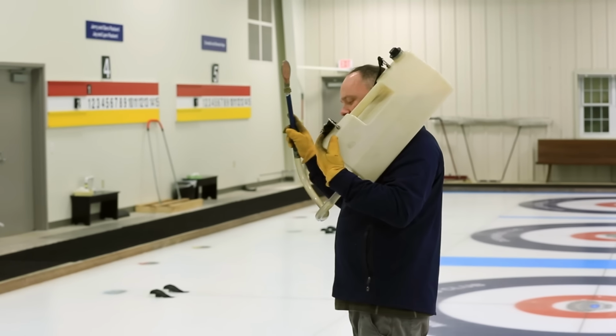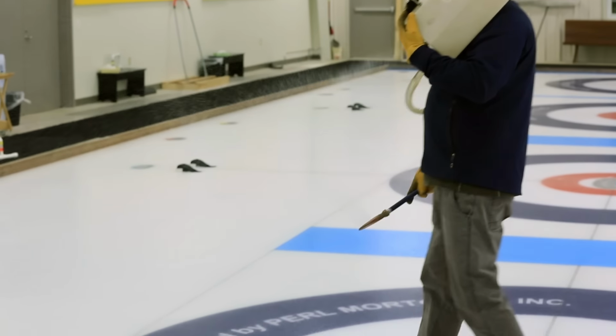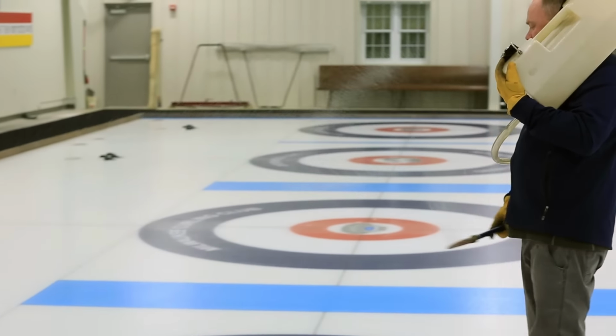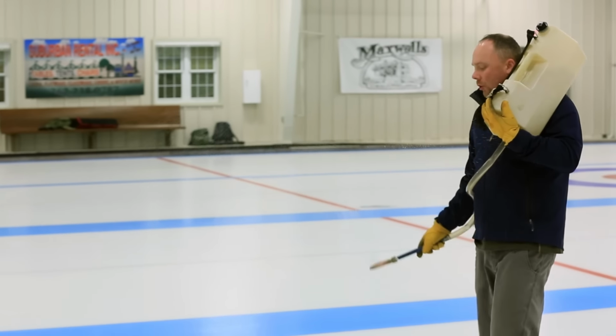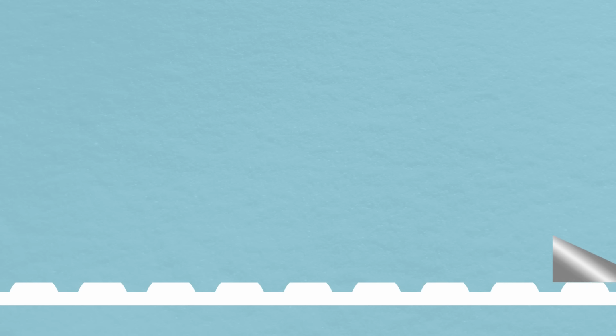You can't imagine the amount of variables that have to be controlled during this process. Number of arm swings, how fast he walks, humidity, the difference in height between the tank and the sprinkler head, the temperature of the water. Yeah, it's pretty crazy. After pebbling, they use a blade to nip the top of the pebbles off to create a smooth, uniform running surface.